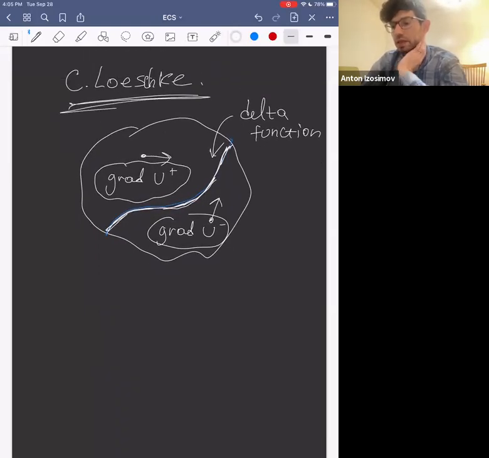what he does is he shows that this actually admits a geodesic description, but it's no longer a geodesic description on the space of diffeomorphisms, but it's actually a geodesic description on the space of hypersurfaces. Namely, here we have this discontinuity hypersurface that we call a vortex sheet.